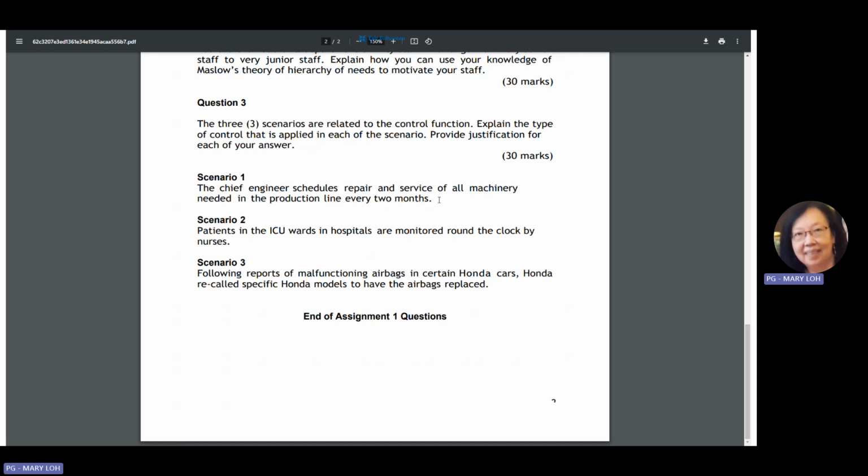Okay, so just remember, you have 3 types of control when you look at the notes. The first one is for scenario 1.